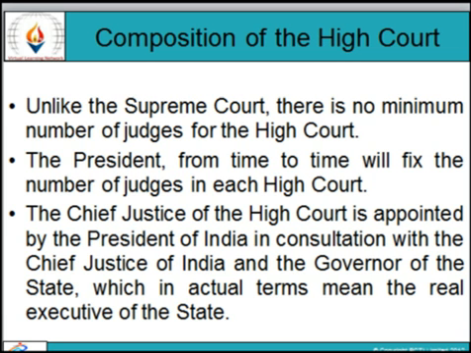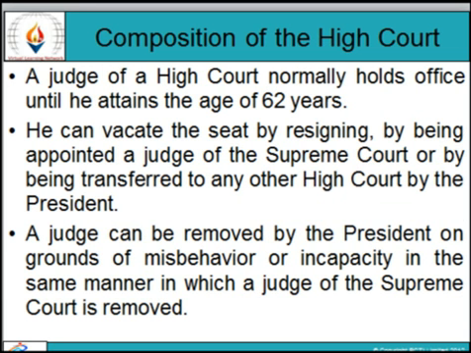Next is the composition of the High Court. Unlike the Supreme Court, there is no minimum number of judges for the High Court. The President from time to time will fix the number of judges in each High Court. The Chief Justice of the High Court is appointed by the President of India in consultation with the Chief Justice of India and the Governor of the state, which in actual terms means the real executive of the state. A judge of a High Court normally holds office until he attains the age of 62 years. He can vacate the seat by resigning, by being appointed a judge of the Supreme Court, or by being transferred to any other High Court by the President. A judge can be removed by the President on grounds of misbehavior or incapacity in the same manner in which a judge of the Supreme Court is removed.